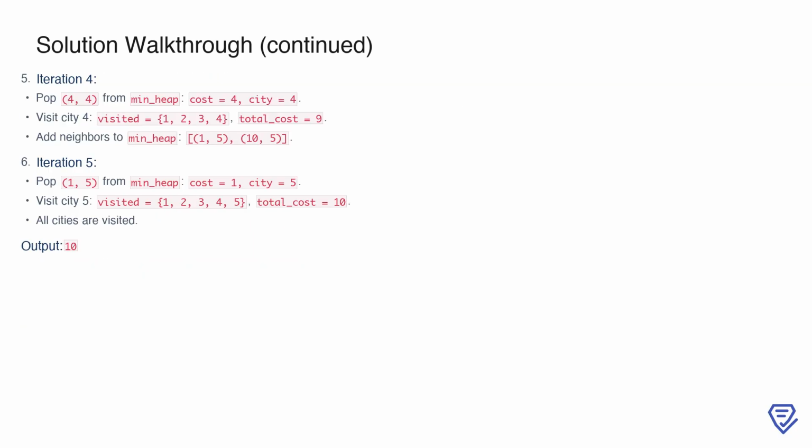In the fourth iteration, we pop the smallest cost from the heap, which is 4 for City 4. Visiting City 4 brings the total cost to 9, and we add its unvisited neighbor, City 5 with a cost of 1, to the heap.